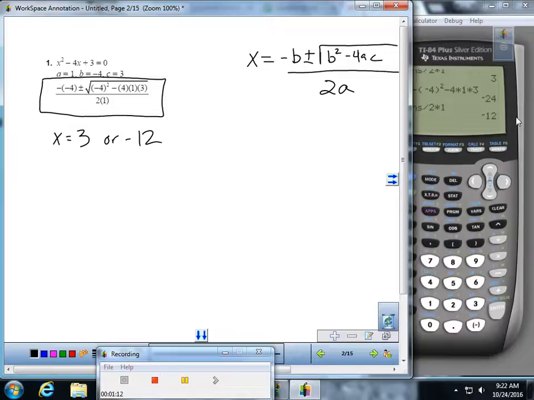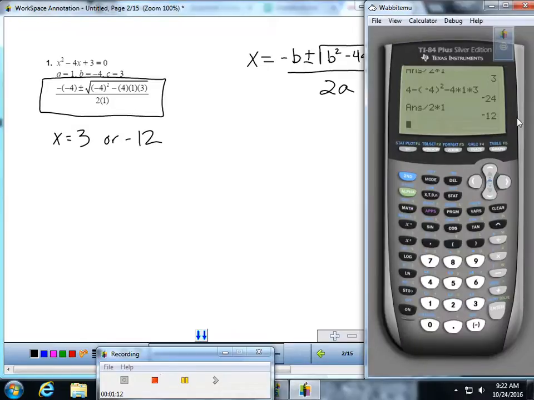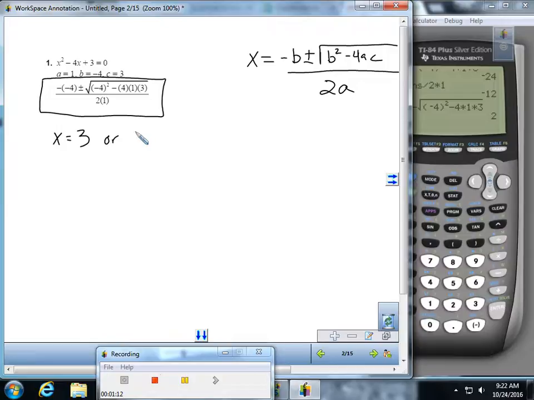What happened to my square root sign? It disappeared. Okay, let me try this again. Enter. I have no idea how that happened. I must have just copied the wrong one. Change this to a minus. Enter. There we go. And 2 divided by 2 times 1 is 1. Thank you, Alex. So our answer is 3 or 1.